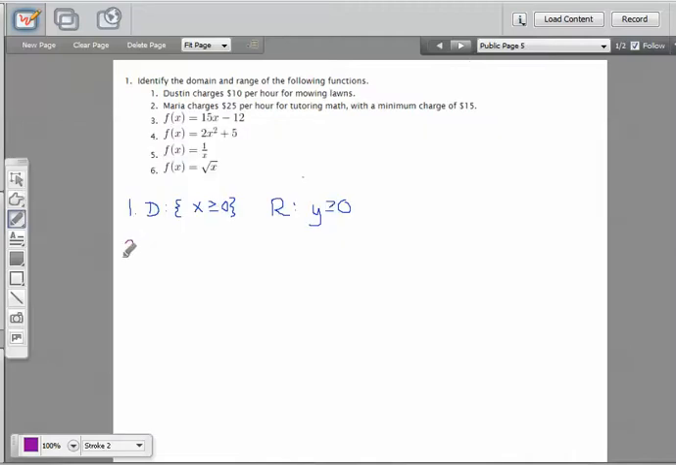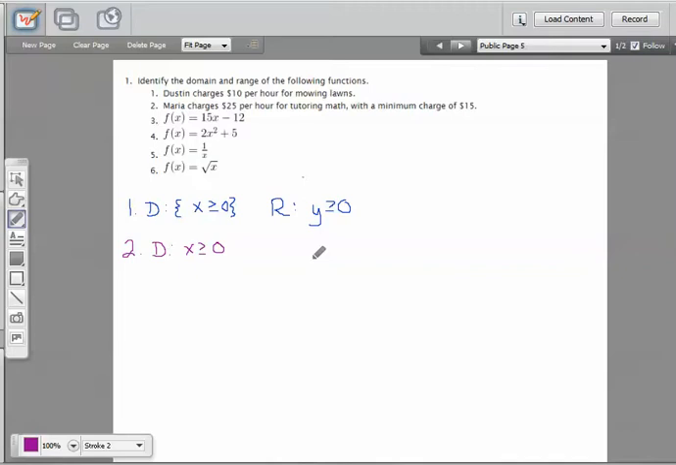For number 2, Maria charges $25 per hour for tutoring math with a minimum charge of $15. So x is the amount of hours that she can have. And I would say for the domain here, for our x values, she can have 0 hours, right? Or she can have more than that, as many hours as she wants. Now, it doesn't say within a day, so we're not going to limit it at 24 hours or anything like that, because we don't know how long our span is going for.